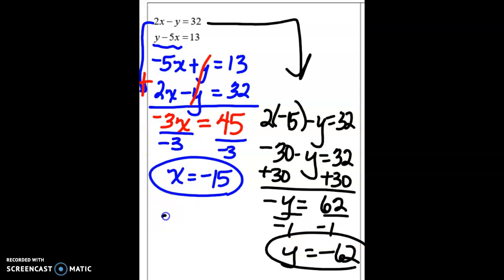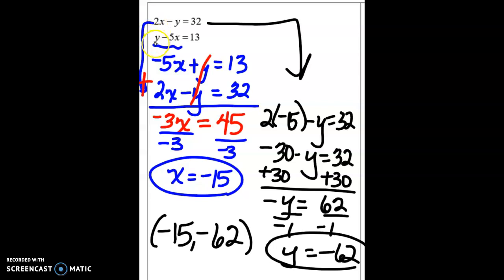Okay, and I'm going to write my ordered pair. And then I'm going to see if it makes sense. So it seems weird to me because the numbers are so big, but let's check it out. 2 times negative 15 is negative 30. Minus a negative 62 becomes plus 62. Negative 30 plus 62 is 32, so that works.